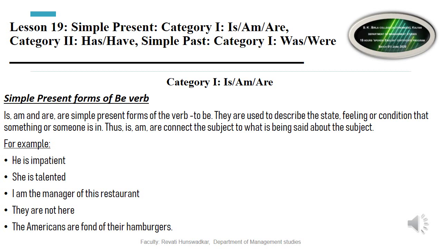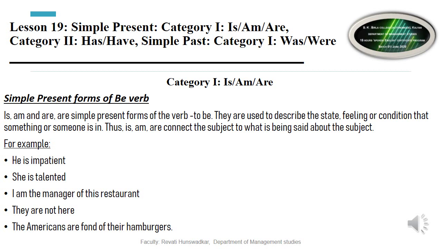As it is mentioned in the slide, is, am, and are are the simple present forms of the verb to be. They are used to describe the state, feeling, or condition that something or someone is in. For example, he is impatient. She is talented. I am the manager of this restaurant. They are not here. The Americans are fond of their hamburgers. For example, he, she is singular. They are plural.